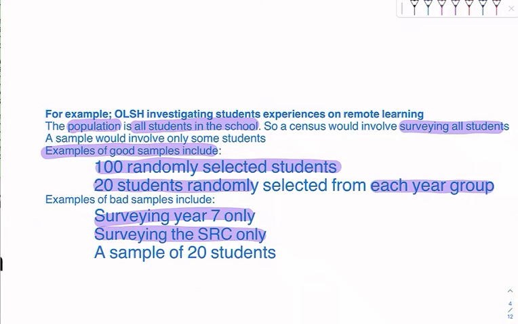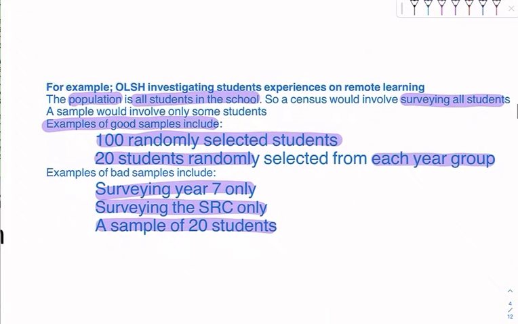I've also said even a sample of 20 students wouldn't be a very good sample for OLSH, because we have 850 girls in the school. If I only take a sample of 20, I'm again probably not going to get the best understanding of how people have found remote learning by only selecting those 20 students. Whereas when I'm getting bigger and closer to 100, I'm at least getting a good idea then.